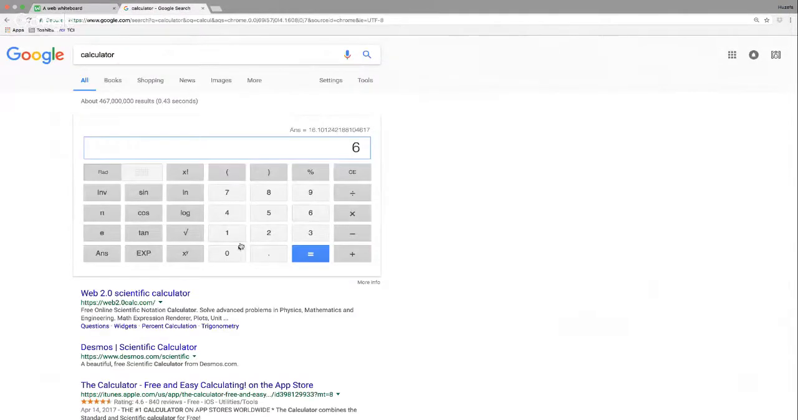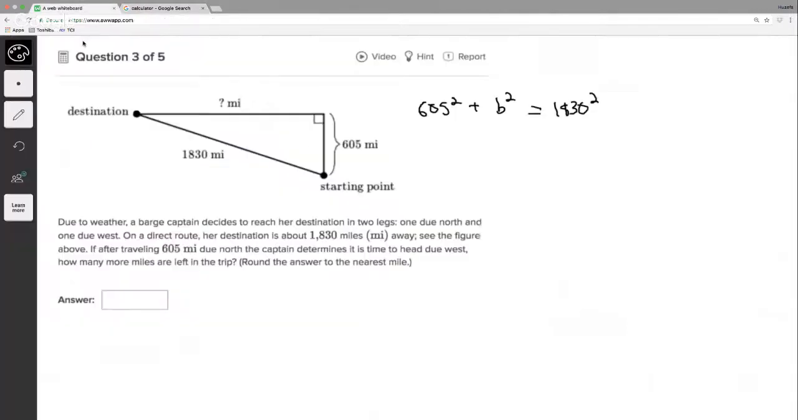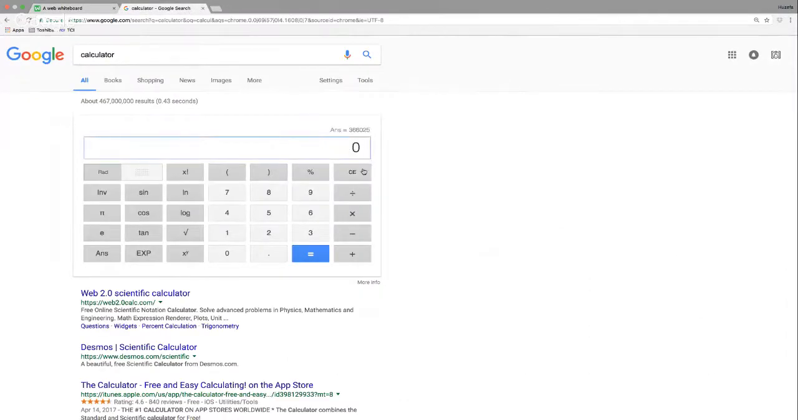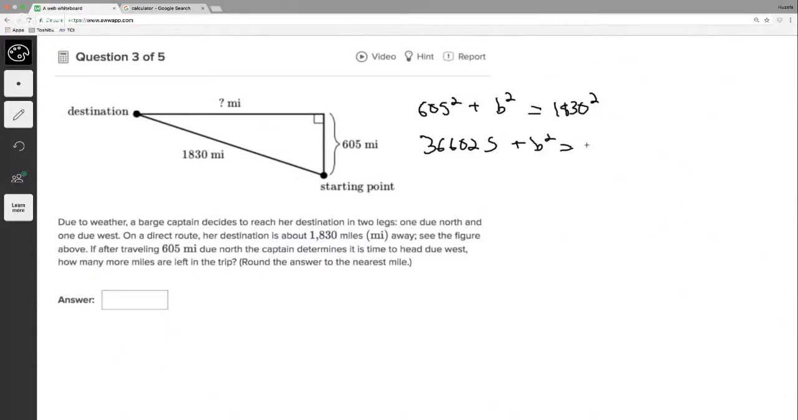So 605 squared is 366025, right? 366025 plus B squared equals, and then what's 1830 squared? 1830 squared is 3348900. We're going to subtract 366025. These numbers are ridiculous.